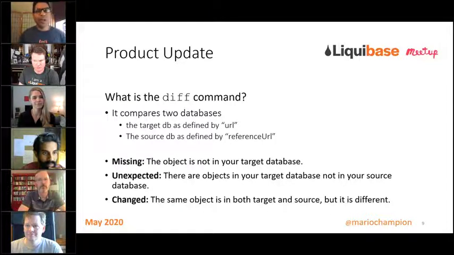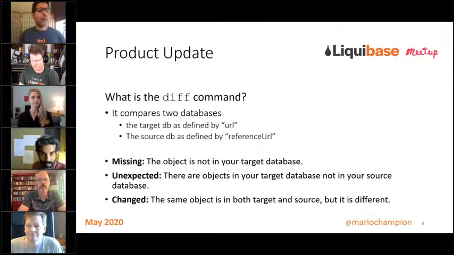Yeah, you could think of it in a couple of ways. Target is the database that Liquibase is acting on. So if you were to do an update or generate change log, that's the one it's actually acting on. The reference URL could be another database in your pipeline, but it could also be just a model database that is the sort of golden standard of where databases should be.